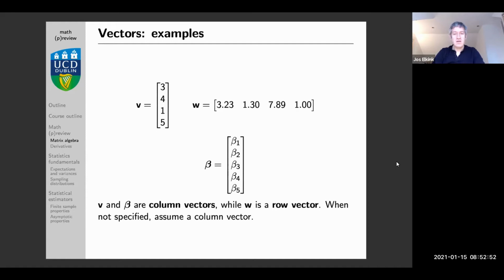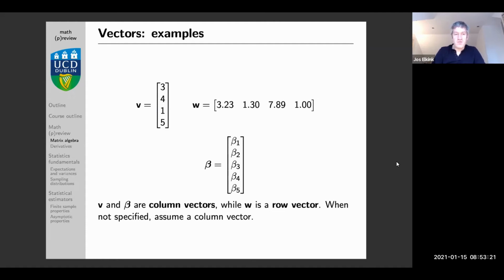Vectors are basically sets of numbers that have a fixed position. So if v is 3, 4, 1, and 5, then the first number is 3, the second number is 4, etc. It's not a set, not a collection. We cannot change the order and have the same vector. And a vector can have 2 items, 5 items, hundreds of items, thousands of items. It is just a series of numbers.